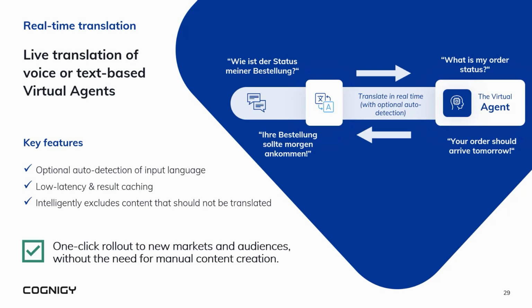Then we looked at real-time translation. That is a live translation during a conversation of voice or text-based virtual agents. So the user speaks in one language, it is translated into the virtual agent's language, the NLU is run, the Cognigy flows are run, and the outputs are then back translated into the language of the user. We also have optional auto detection of the input language with smart settings so that we can say, okay, whatever the language is that the user spoke in first is going to be the language that we will be using afterwards. This allows for a one-click rollout into new markets and audiences without the need for manual content creation.